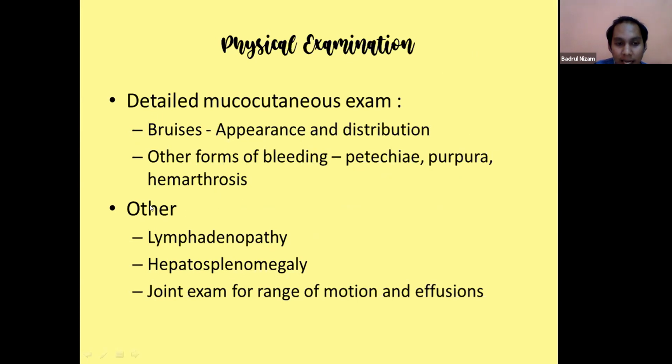hemarthrosis. Another finding we need to search for is lymphadenopathy, usually to exclude other diseases such as infectious etiology or malignancy. We also need to check for hepatosplenomegaly to exclude the systemic causes of thrombocytopenia, and also a joint exam for range of motion and effusion, for hemarthrosis in the case of hemophilia.